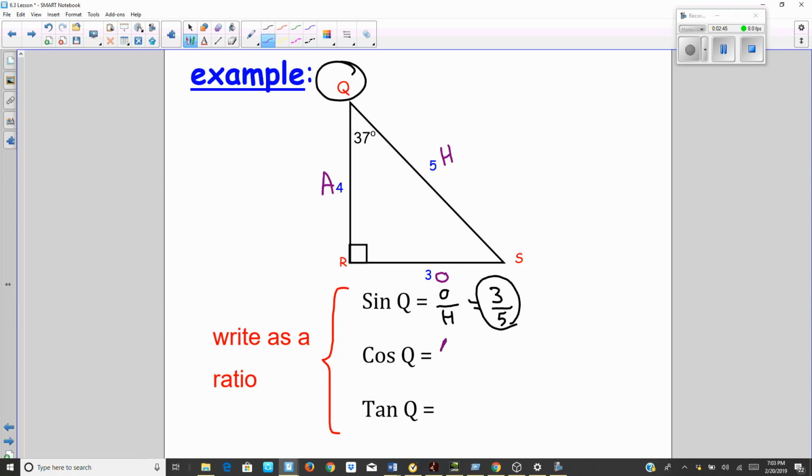Cosine of Q is A over H. So this time the adjacent side is 4 and the hypotenuse is 5. And then tangent, of course, is O over A. Of course, you've done all this last year in geometry, so this is just a refresher. O is 3 and A is 4. So most of the time, we're not going to write these trig functions as fractions, but this particular case, that's what they asked to do on this problem.